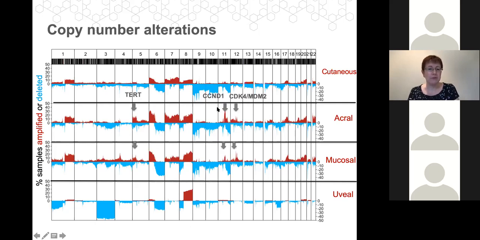But there are also some differences, and these come back to these same regions with high numbers of rearrangements. So we see these peaks of amplification on chromosomes 5, 11, and 12. And so as well as having rearrangements, these rearrangements have resulted in amplified genes, including cancer genes such as the telomere maintenance gene TERT, cell cycle pathway genes CCND1 and CDK4, and the p53 pathway gene MDM2.